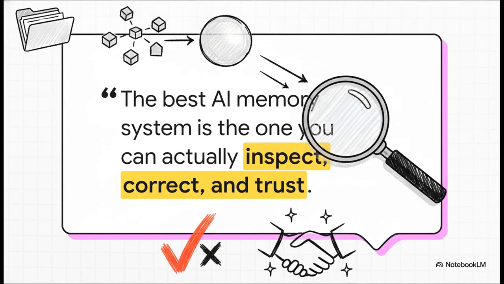Ultimately, this is the main takeaway. Whether you choose a simple folder of text files or a complex vector database, the goal is exactly the same. The best system is one that isn't a black box. It's one where you can see what the AI knows, you can fix it when it's wrong, and you can actually build a sense of trust in its knowledge.